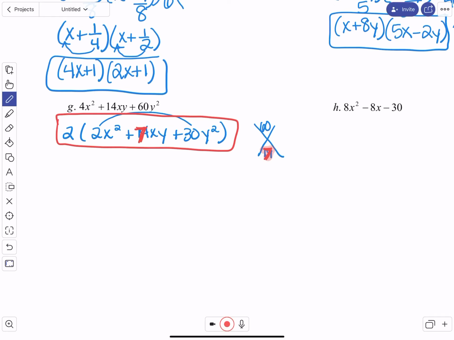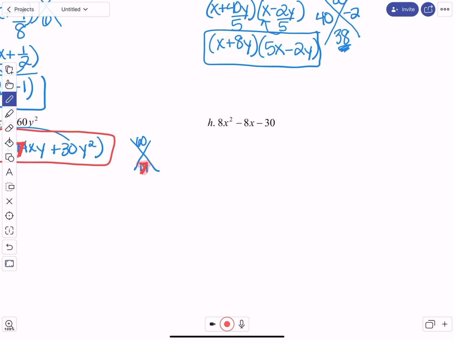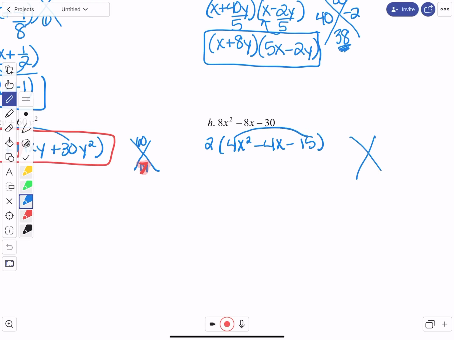Okay? All right. So let's do H. So let's pull out our GCF. Our GCF on this one is going to be 2, which leaves us with 4x squared minus 4x minus 15. Okay, and let's try to factor out this trinomial. So we'll do our slide. We'll see if this one works. So 4 times 15 is going to be negative 60.